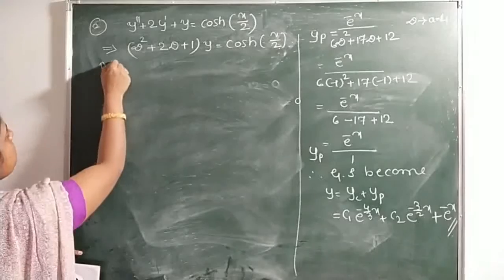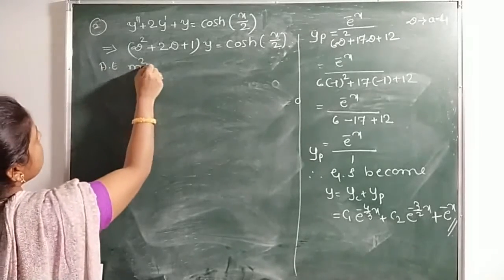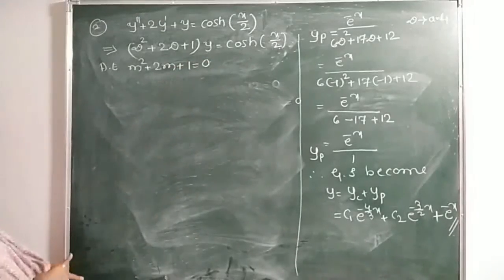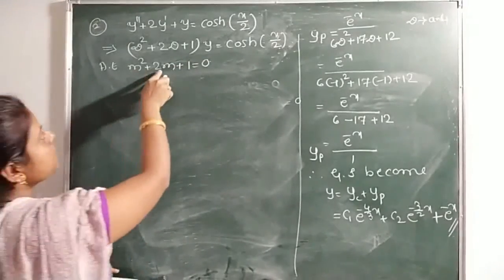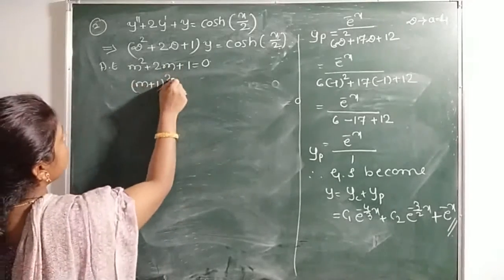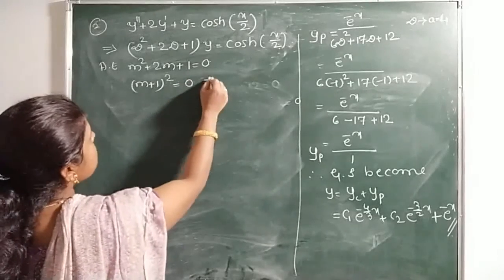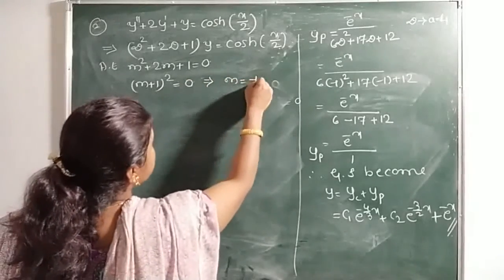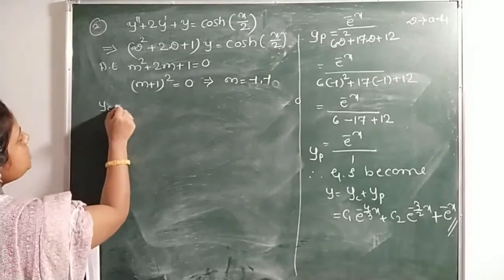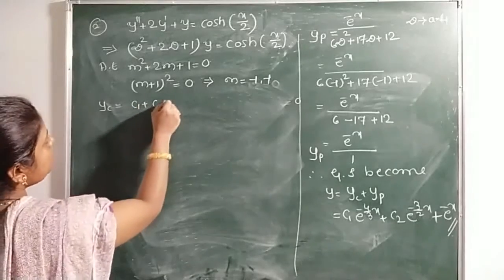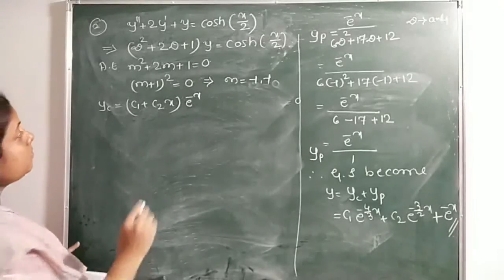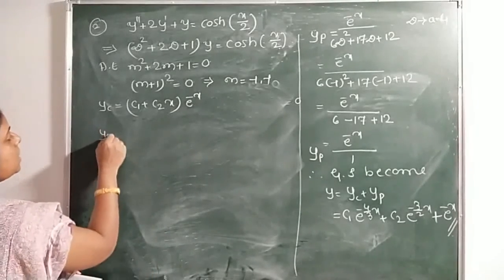Now take the auxiliary equation here. M square plus 2m plus 1 is equal to 0. M square plus 2m plus 1, a square plus 2ab plus b square form, m plus 1 whole square is equal to 0. Now this becomes m is equal to minus 1 and minus 1. Now finding the roots, we have to write the yc is equal to c1 plus c2x e to the power minus x. Now after finding the yc, write a yp.